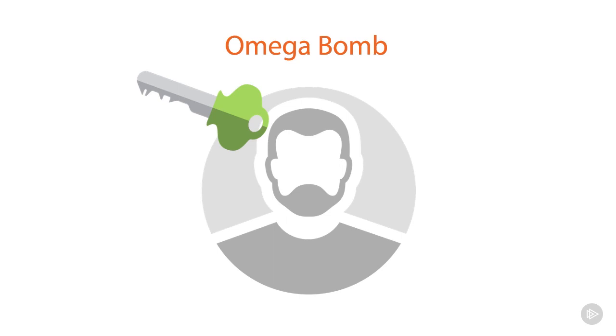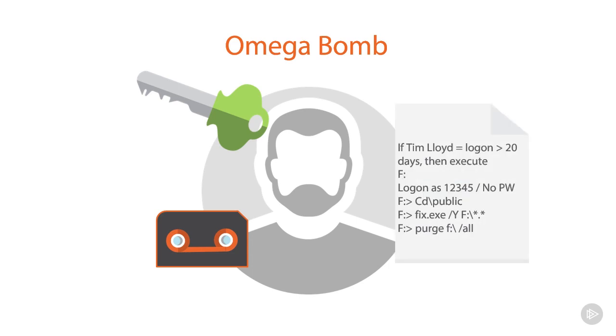Now, he also went and requested a backup tape from HR of all the data, and it was the most recent backup. He then went through and his logic bomb that he wrote basically said that if his account did not log in after 20 days, then to execute the following command. And it was simply to switch over to the network drive, which was the F drive, log in with a username of 12345, no password, change into the directory of public, and then run a program called fix.exe.